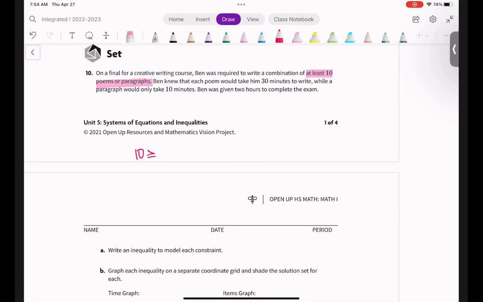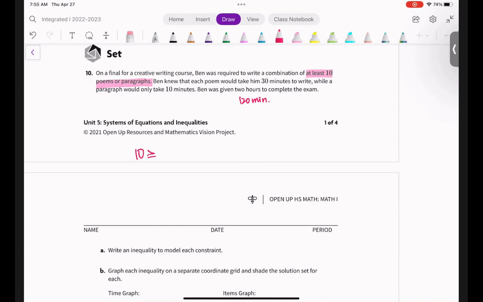Good. And then the information is the poem would take him 30 minutes to write, but a paragraph would only take him 10. And then Ben was given 2 hours to complete the exam. First, I think we should convert the time. So 2 hours, make it 120 minutes, just to have the same units. And this is where I kind of get a little lost.